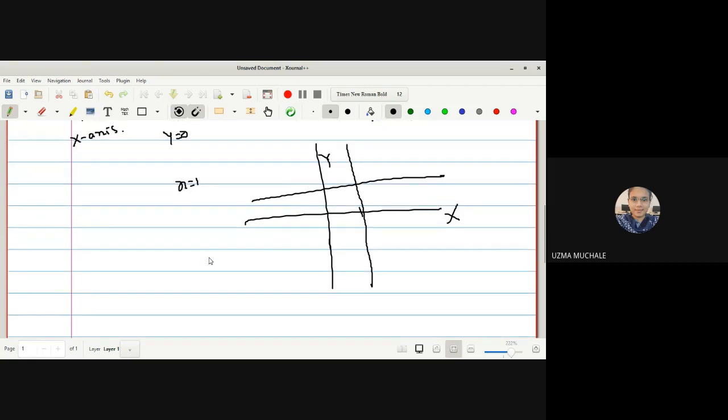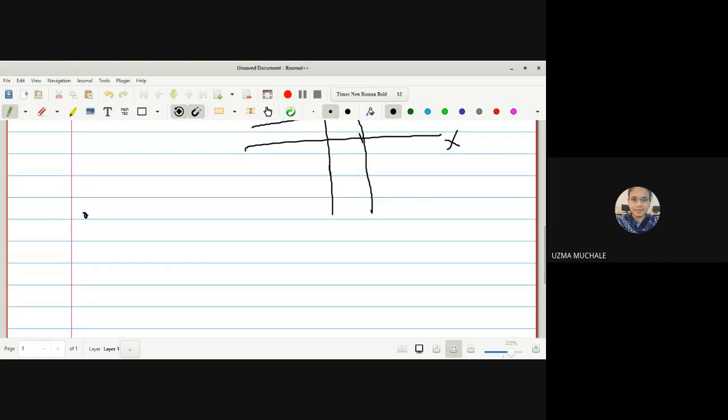Now I will ask you the question: what will x equal to 0 represent in 3D space, or what are y equal to 0 and z equal to 0? Because here we have written that x equal to 0 means the y-axis, and y equal to 0 means the x-axis. So what will be the representation if x equal to 0 on a 3D space?